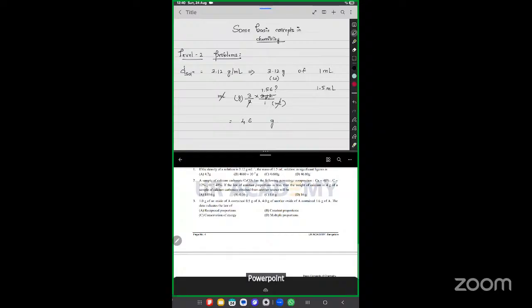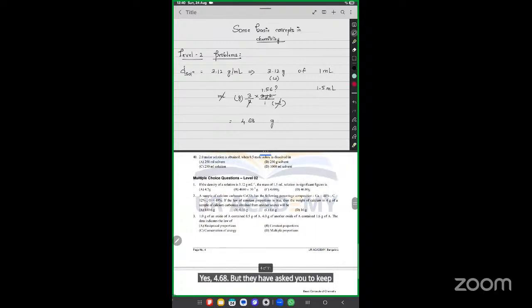4.680. Yes, 4.68. But they have asked you to keep it in significant figures, right? So it is 4.7. That's the right answer. 4.7 grams is the right answer. This is the first one.